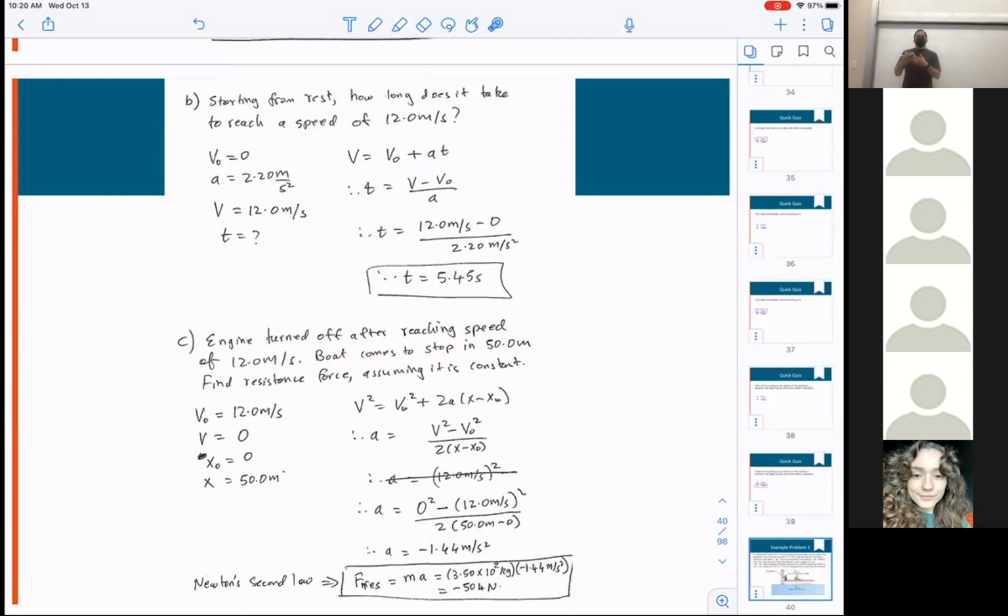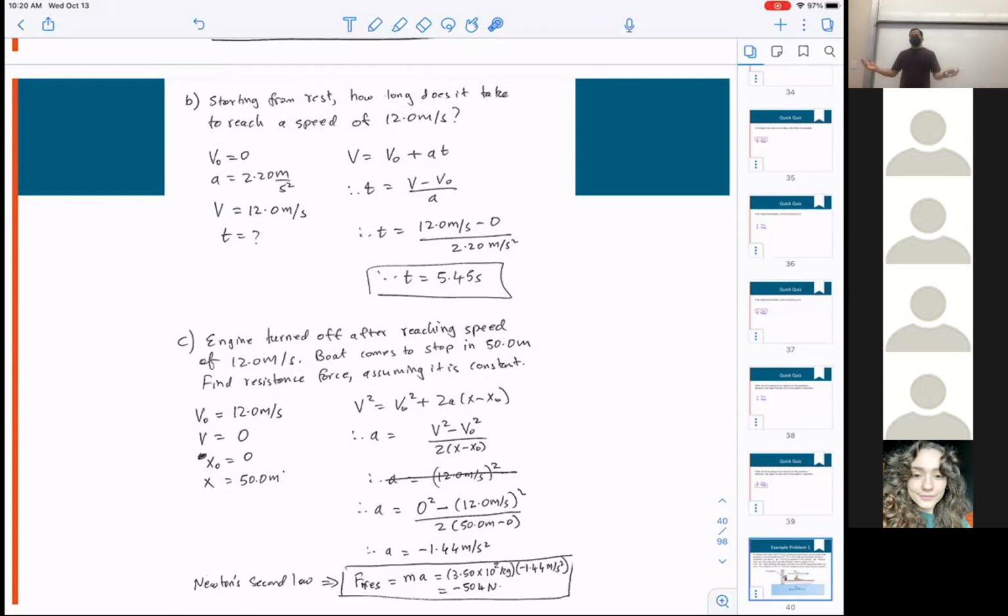So it's going along at an initial speed of 12 meters per second, and then eventually it comes to a stop 50 meters later. That's because there is a resistance force from the water that's causing an acceleration, changing its velocity and bringing it to a stop.